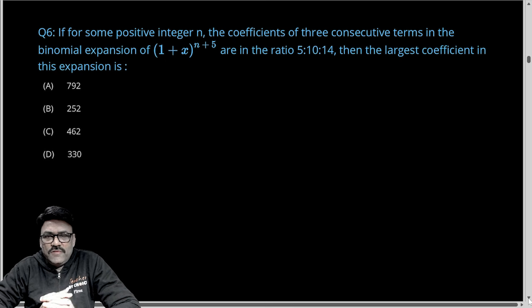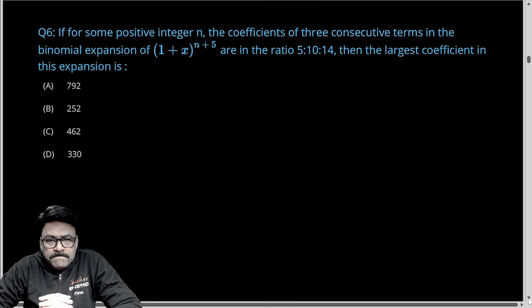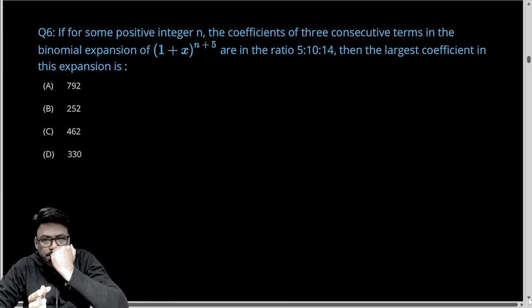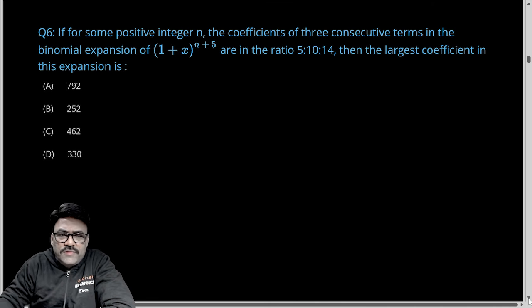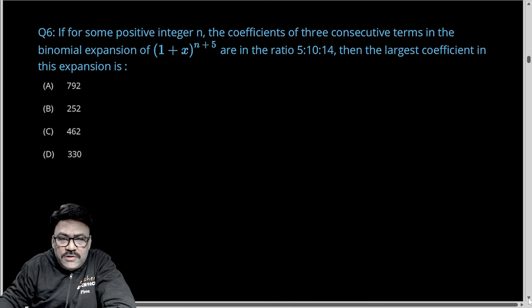Okay, see this question. This is from binomial. They are saying that n is a positive integer. The coefficients of 3 consecutive terms in this binomial expansion are in the ratio 5, 10, 14. Then what will be the largest coefficient in this expansion? So just for the sake of convenience, I'm taking this n plus 5, let me take this n plus 5 as capital N.